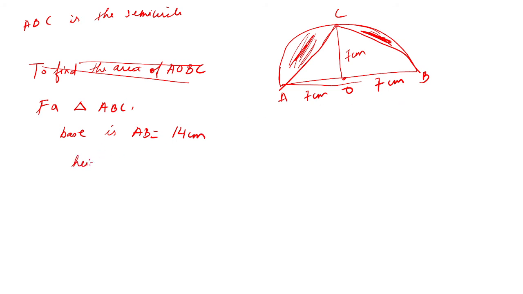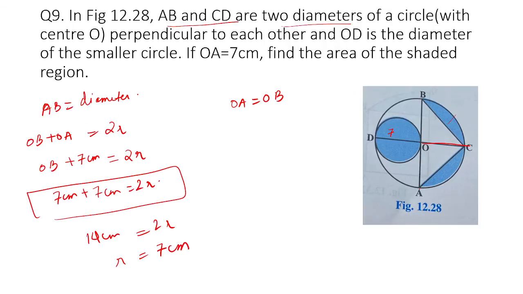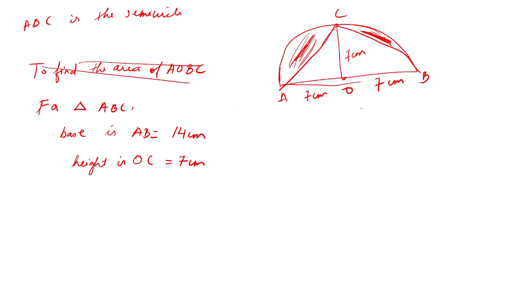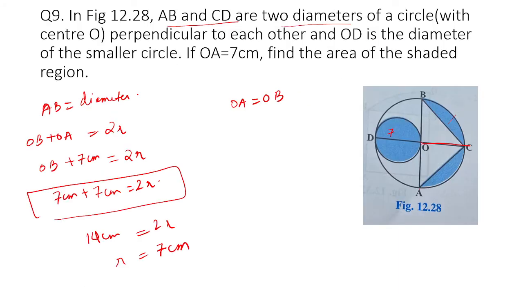And what is the height? The height is actually OC, which is nothing but 7 centimeters. So we actually know what formula we can use. Next thing, what do we have? We have this circle, this smaller circle, okay? And this smaller circle is OD. But what you must remember, see, OD is the diameter of the smaller circle.